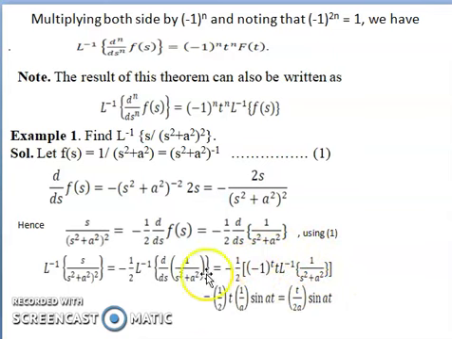So after simplification of this part, it becomes half of t of 1 by a sine of at. So it becomes t by 2a of sine at. So this is the result.